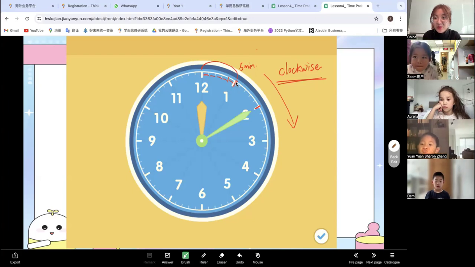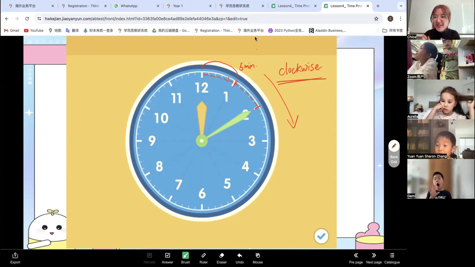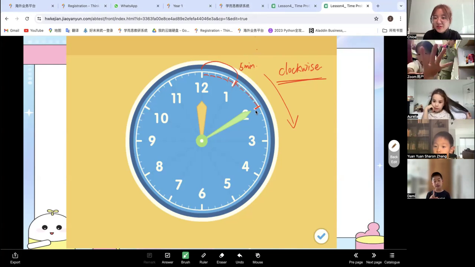We can count the smaller gaps, right? Can you count with me? 1, 2, 3, 4, and 5. So between 1 and 2, how many minutes are there? Can you show me? How many minutes between 1 and 2? 5 minutes as well. Well done.